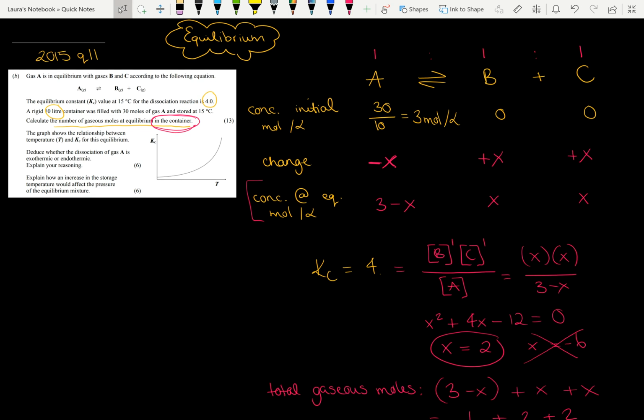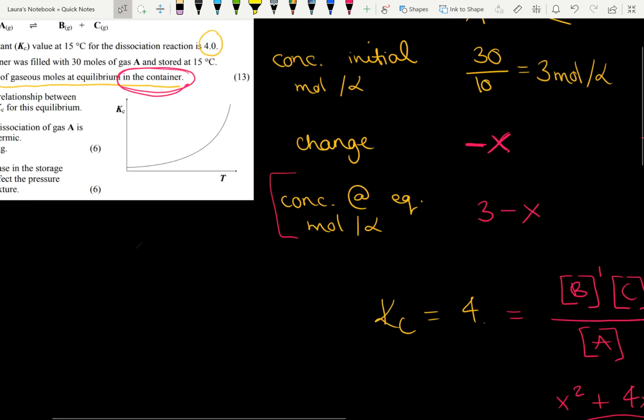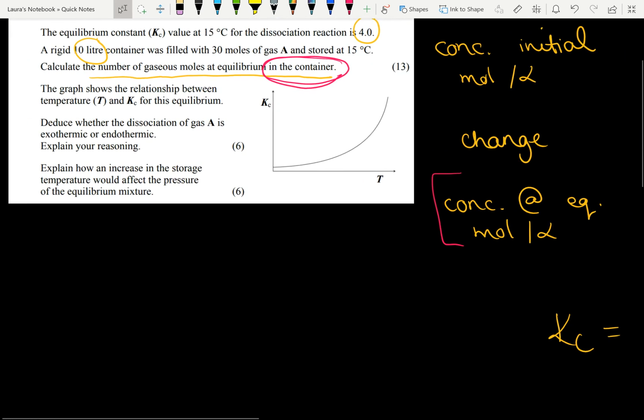Okay, so let's have a look at the next question. The graph shows the relationship between temperature and Kc. Okay, we'll just zoom in for a second. Deduce whether the dissociation of gas A is exothermic or endothermic and explain your reasoning.